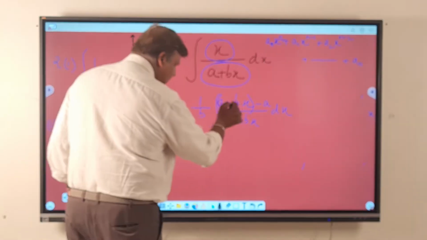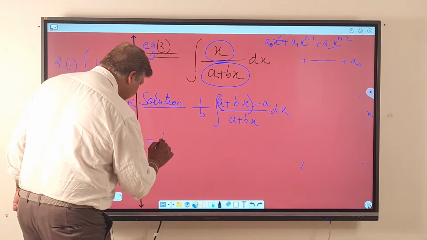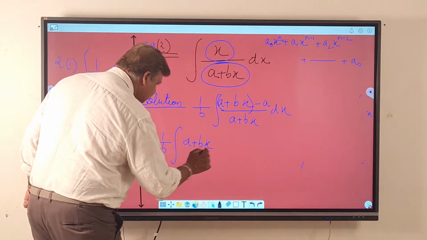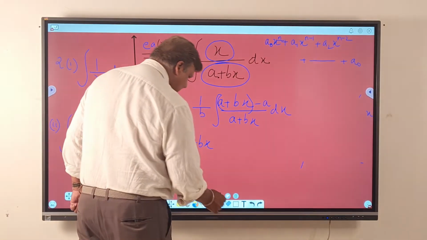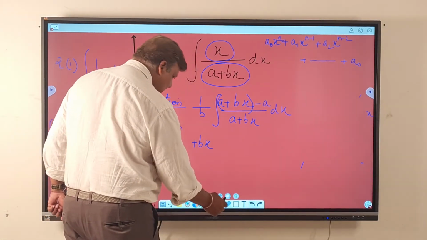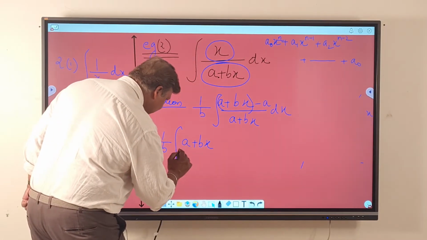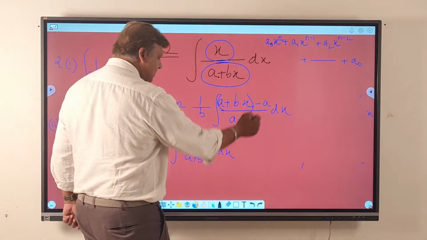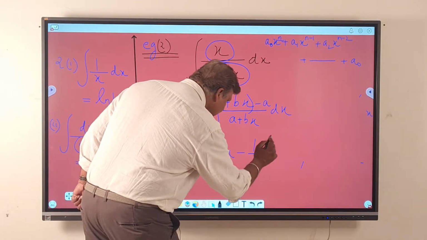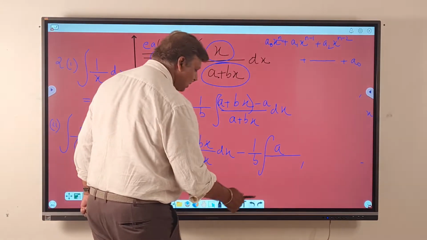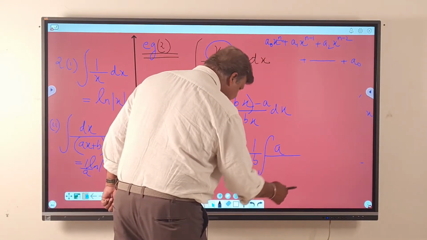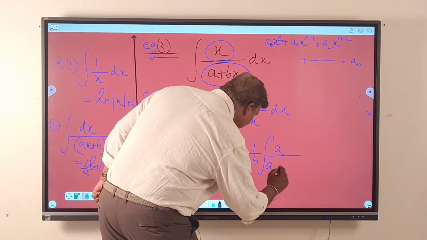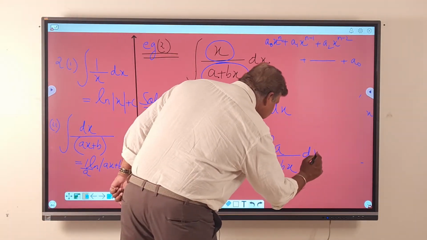Okay. Now I'll separate out this bracket term. I'll separate out 1 by b integral a plus bx dx, and what is left is minus a by b. That's pretty amazing, the way I'm making it. a is inconsequential so far as integration is concerned. It is just a constant. So here you will have a plus bx dx.